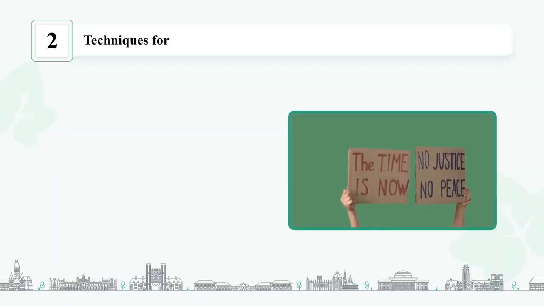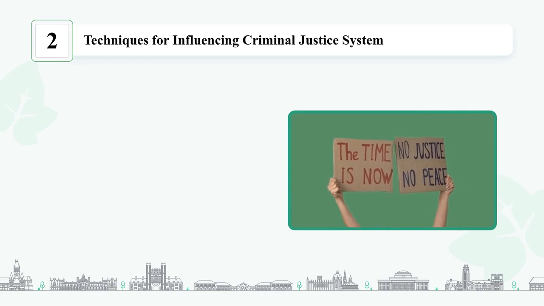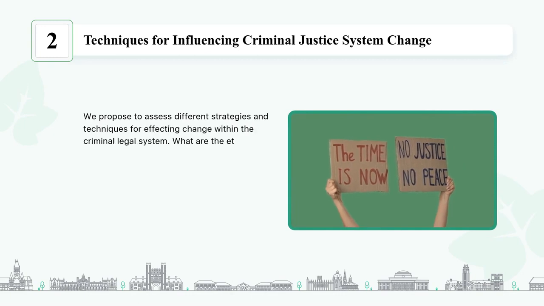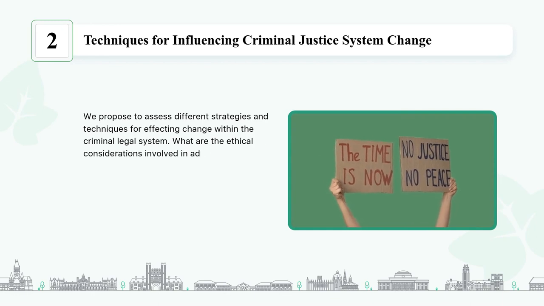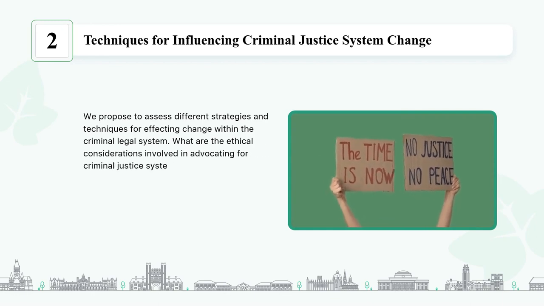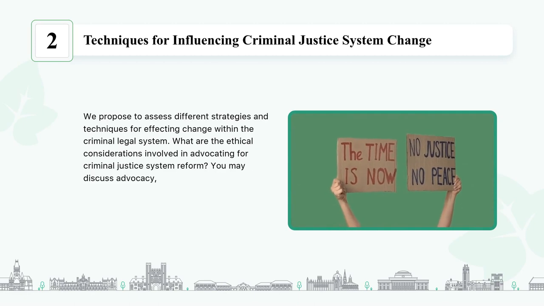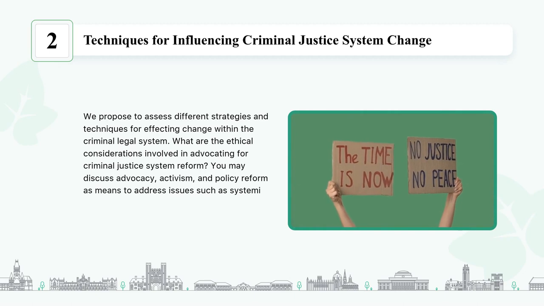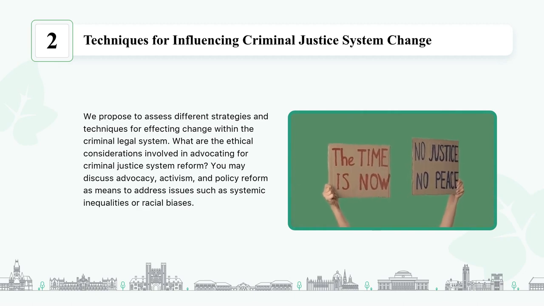Techniques for influencing criminal justice system change. We propose to assess different strategies and techniques for effecting change within the criminal legal system. What are the ethical considerations involved in advocating for criminal justice system reform? You may discuss advocacy, activism, and policy reform as means to address issues such as systemic inequalities or racial biases.